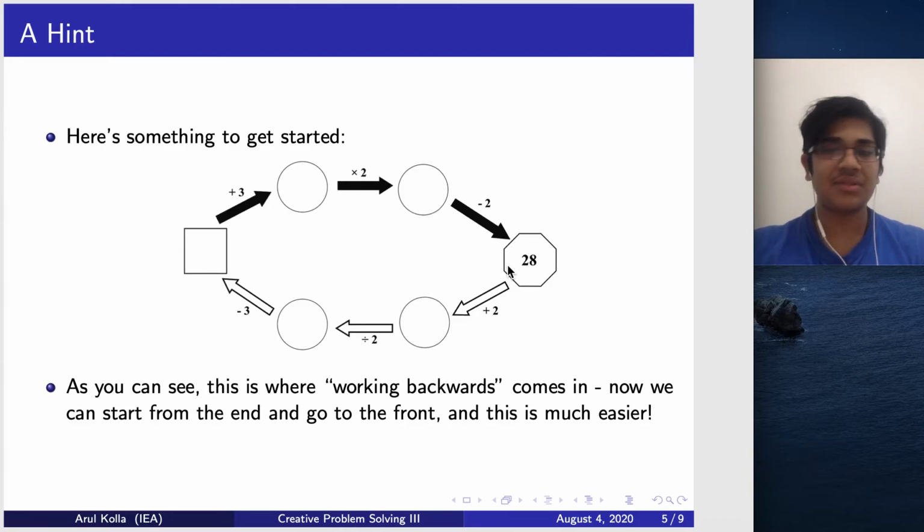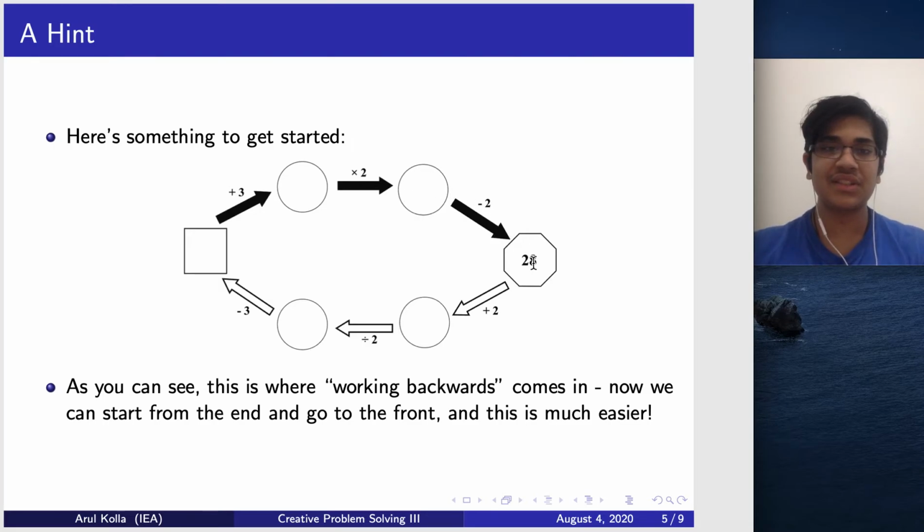Alright, so hopefully this was enough to get you at least started on a solution. But like it says, this is where working backwards comes in. Now we can start from this side and follow the white arrows to go to the square. And that means that we know what the number in the square is, right? Because for example, if we do 28 plus 2 is 30, we know that the number in this circle is 30 because 30 minus 2 is 28.